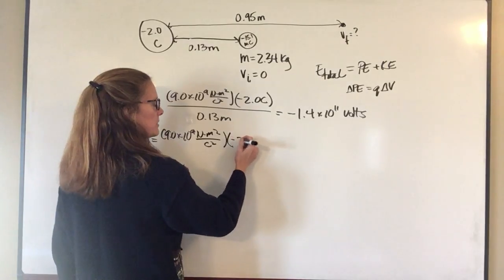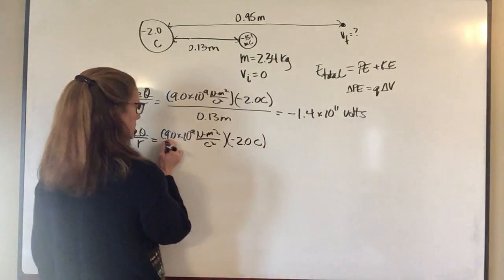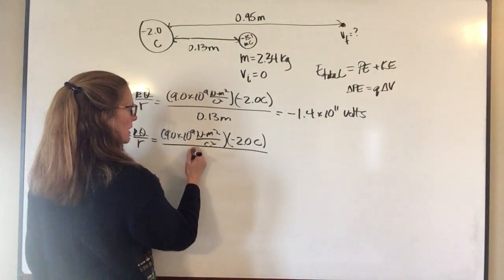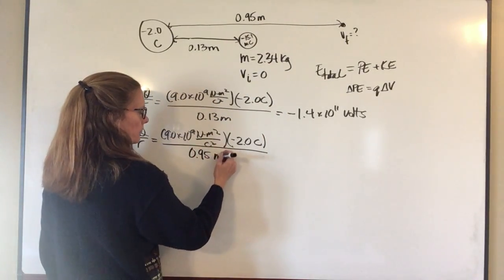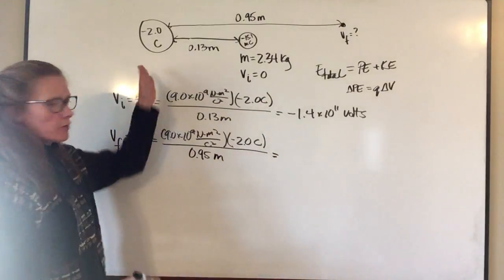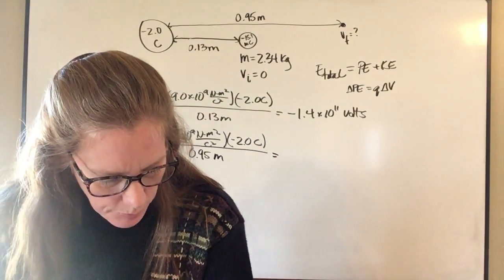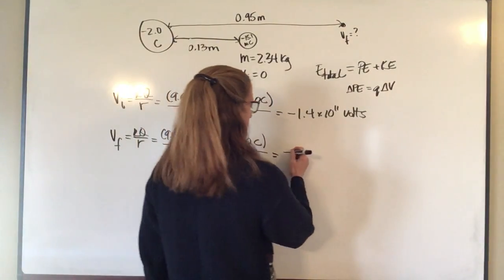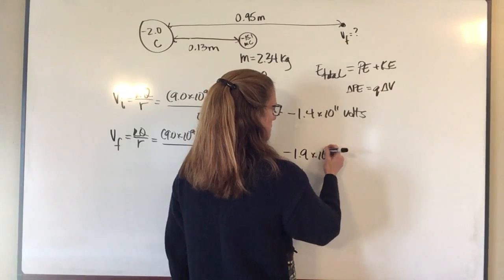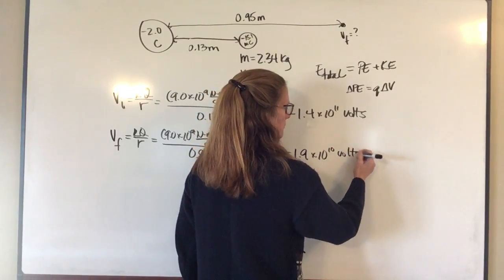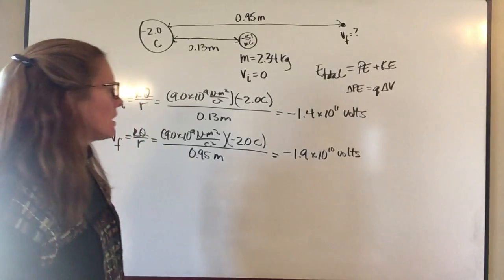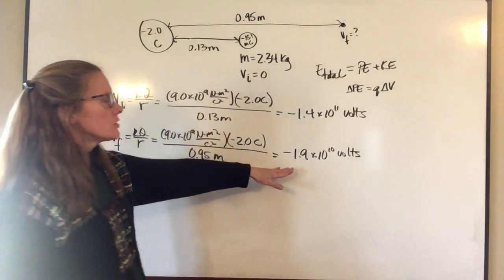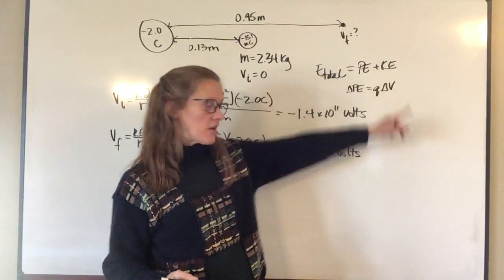The Q is the same because it's the same charge that's making the field. And now it's going to be 0.95 meters away from where it was before, or from the stationary charge. And so when I plug those numbers in and crunch them all out, I get negative 1.9 times 10 to the 10th volts. Okay, so now I've got an initial V and I've got a final V, so that means that I can then find a change in V.